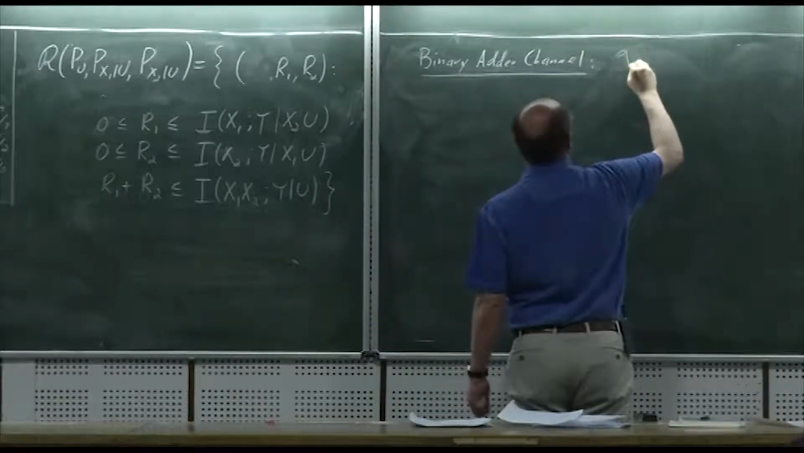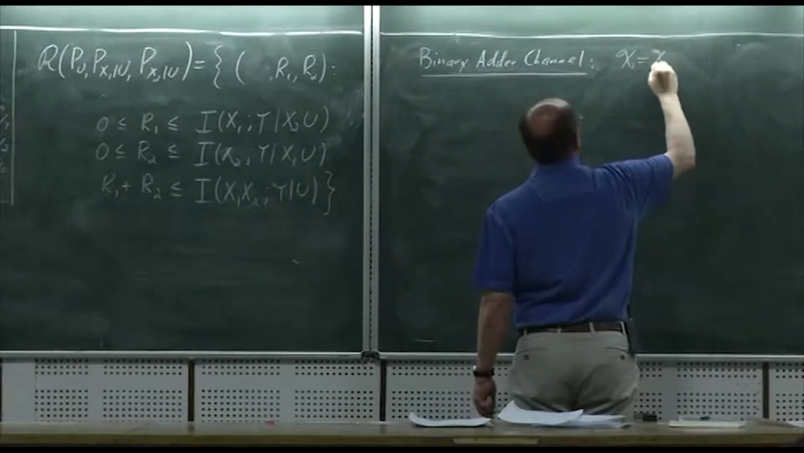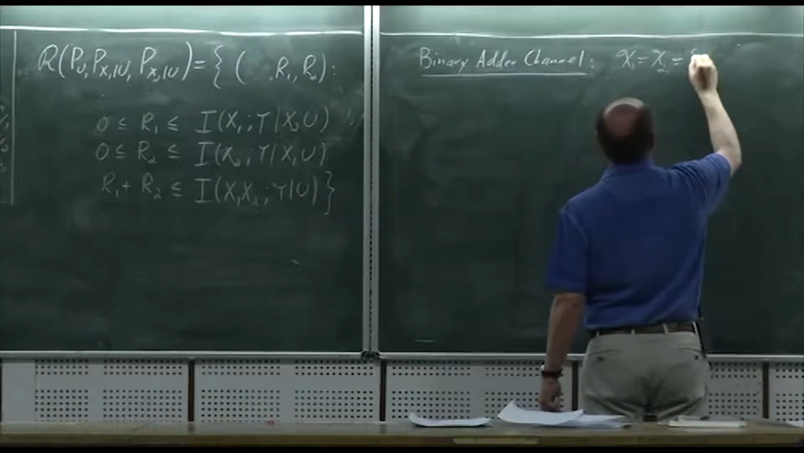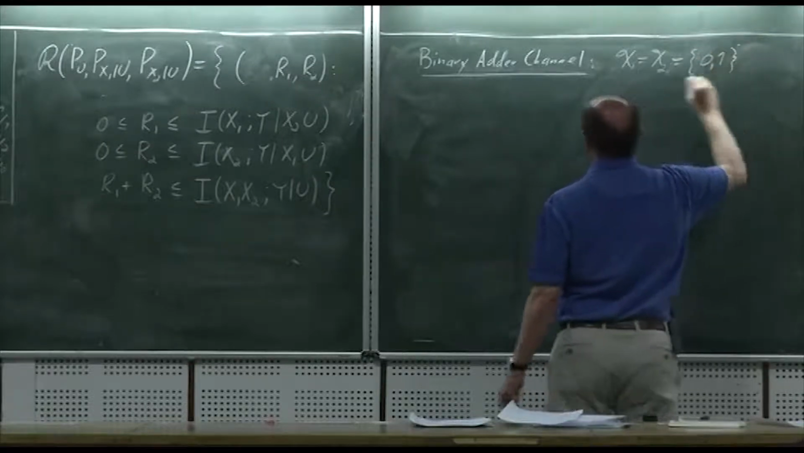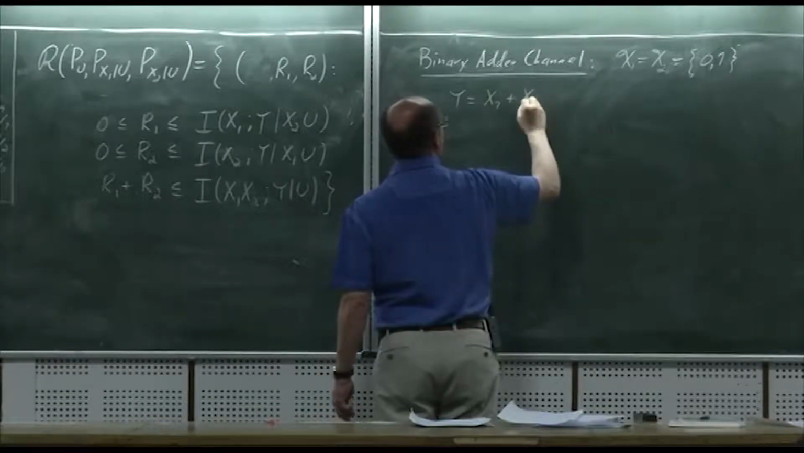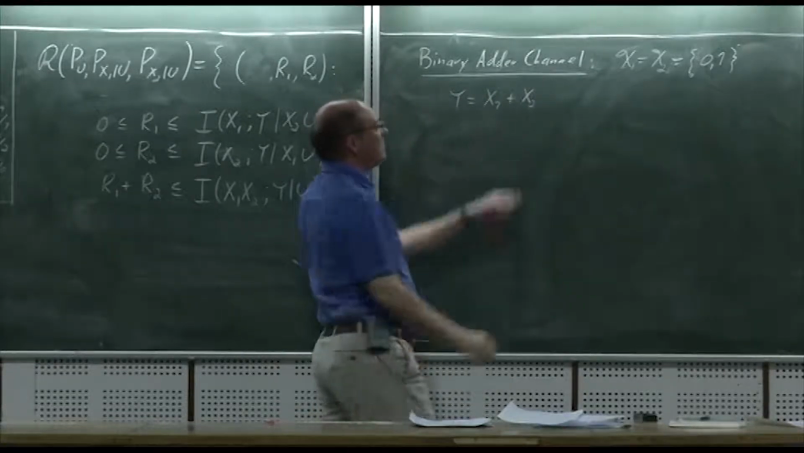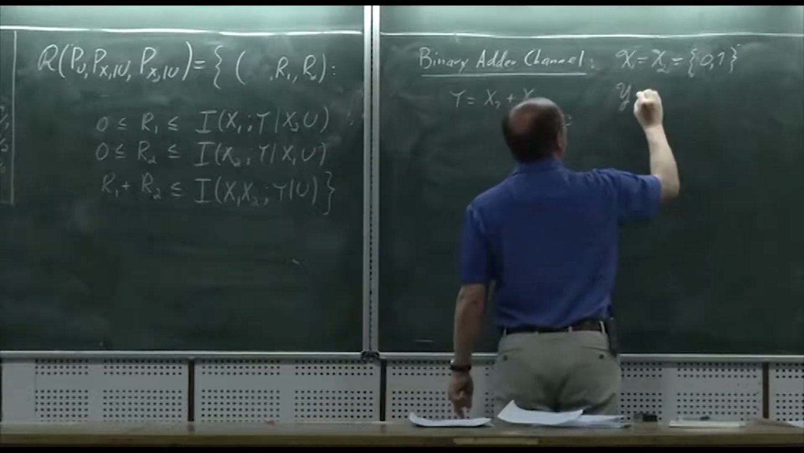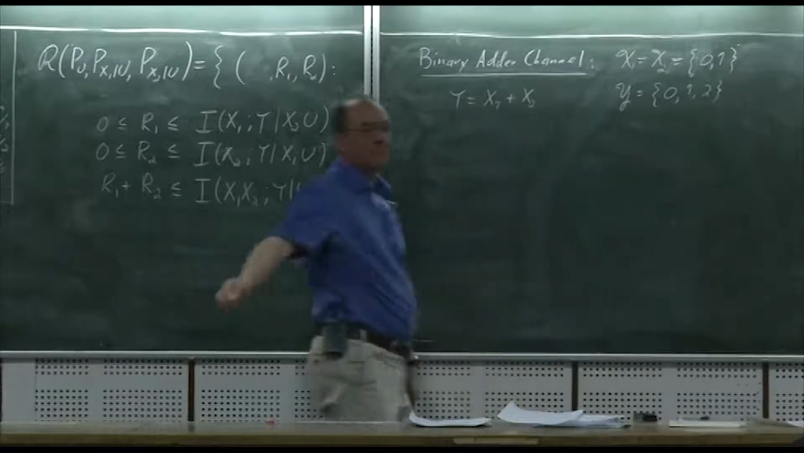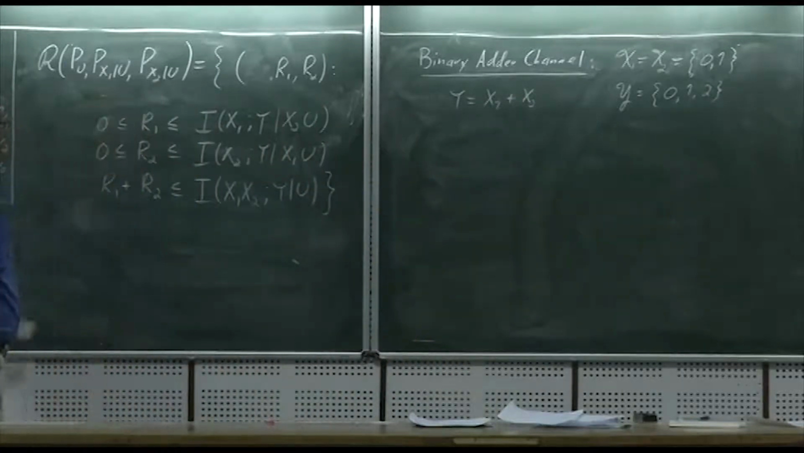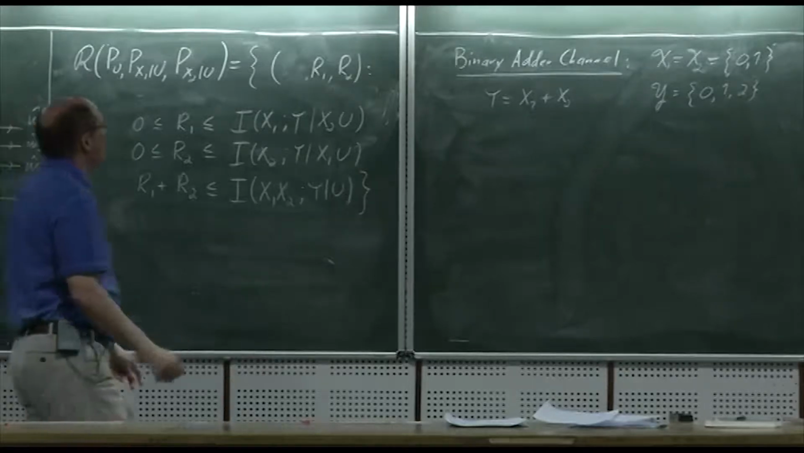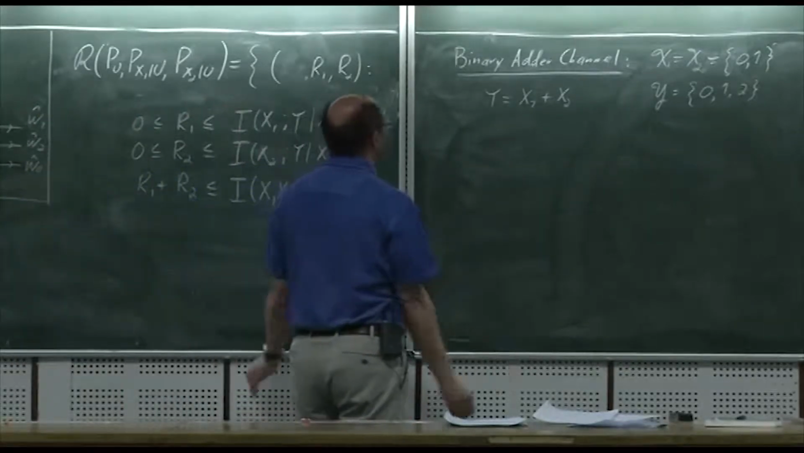So here the sets x1 and x2, the alphabets of the inputs, are both binary, and the channel is y is x1 plus x2, where this is integer addition. This is integer addition, so the output set y takes on values 0, 1, and 2. Right? So it's x1 plus x2. Now let's just compute these things, and then we'll try to take the union of it too.